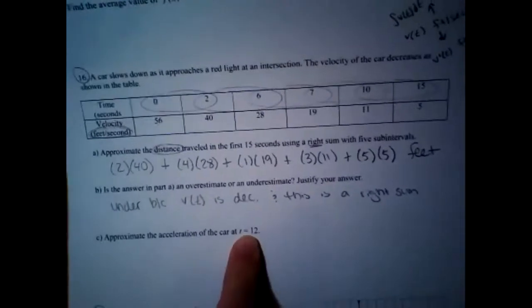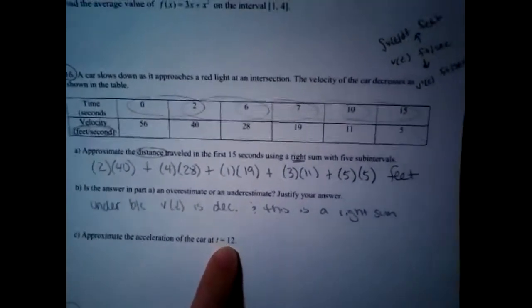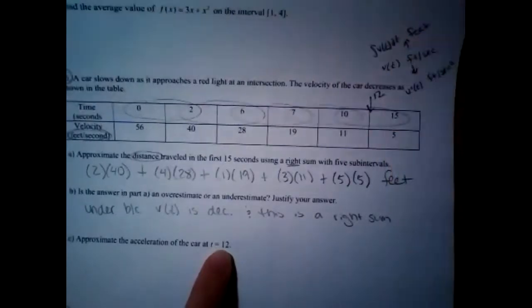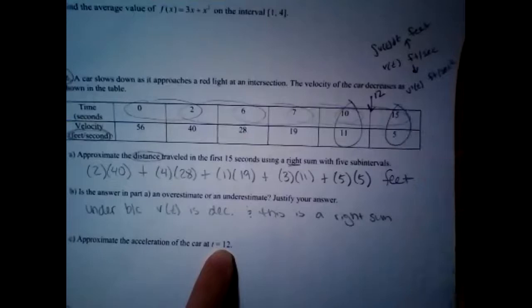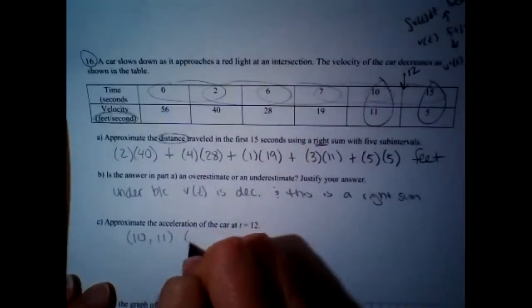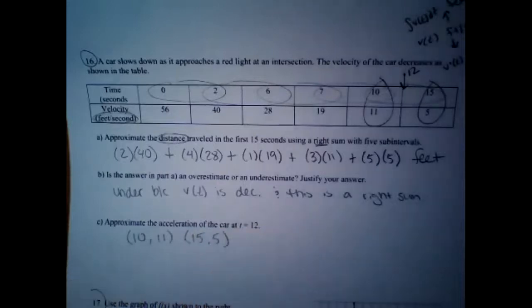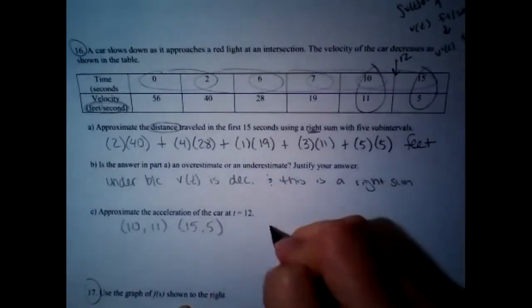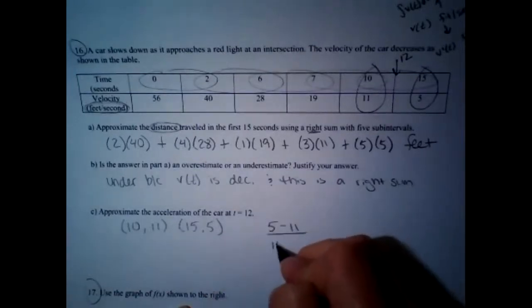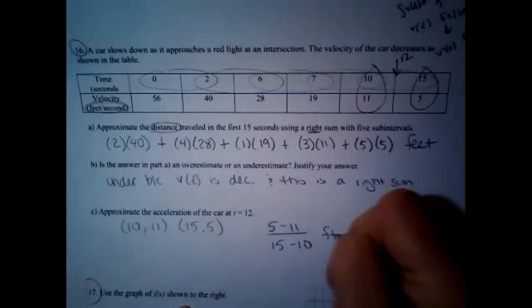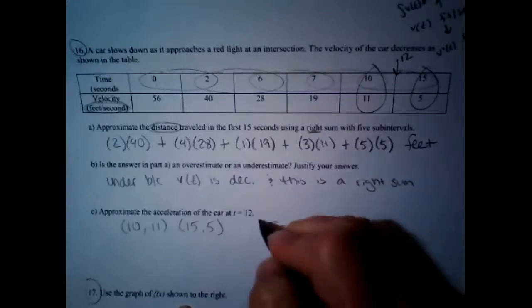Now it says at 12. 12 is not on the table, so you have to find the numbers around 12. 12 would be in between here somewhere. So we're going to use this point and this point. So I always write them down. So we've got 10, 11, and we've got 15, 5. And we're just going to do a slope. So it's going to be 5 minus 11 over 15 minus 10. Do nothing to that. If you subtract wrong, it's wrong. So just leave it alone and put the units. So feet per second squared.